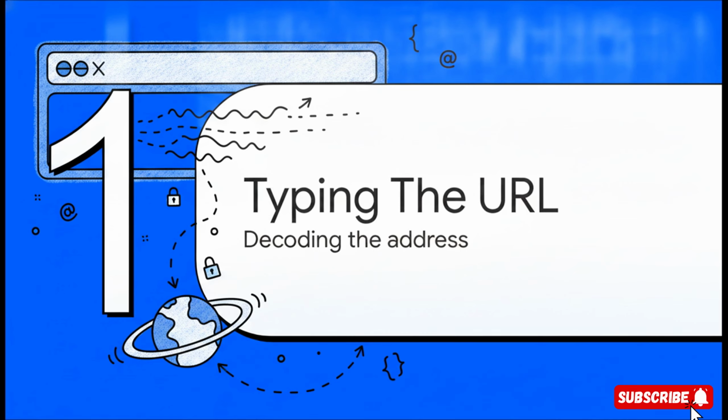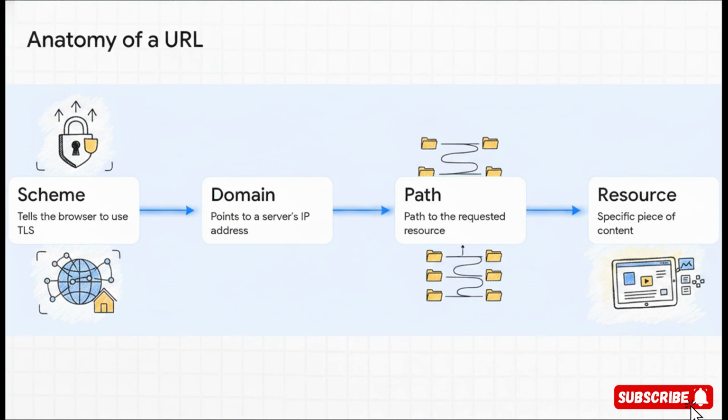The whole journey actually begins right inside your browser bar. Let's break down the anatomy of a web address using this example right here, because each of these 4 parts tells the browser exactly what to do. First, you've got the scheme, the HTTPS. This dictates the protocol, basically telling your browser, hey, make a secure, encrypted connection using TLS.